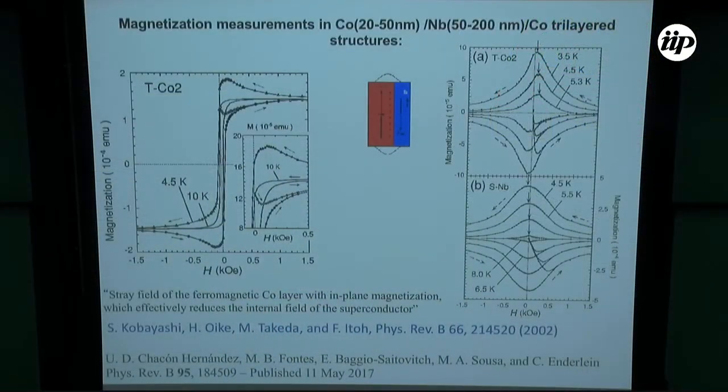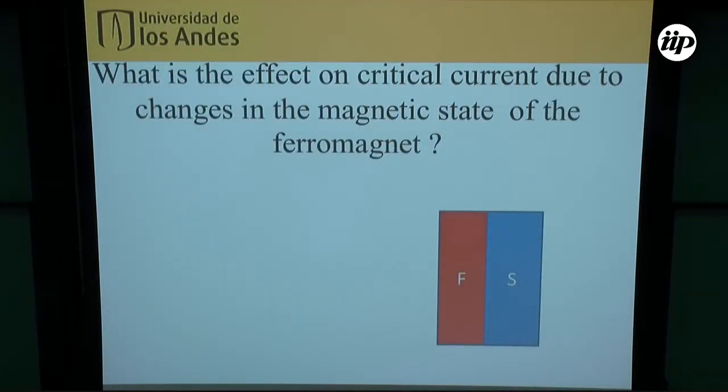Then I did my work as well. We published magnetization, and then recently the group of Elisa Zaitovich in Rio, Brazil, and Ederlin and Chacon have been dealing with this kind of magnetization measurements in these structures. I believe tomorrow there will be a talk about this work. But it's really, really difficult to find people working on this. Probably the reason is because the interpretation can be a bit tricky. Anyway, what is the effect on critical current due to changes in the magnetic state of the ferromagnet?